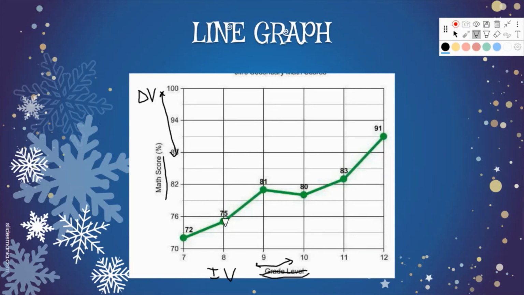And that's usually what's happening. 7th, 72, at 8th year 75, at 9th year 81. It dips down right here. At 10th grade, it drops down to 80, but then it starts to go back up, right? So remember, dependent variable, independent variable.